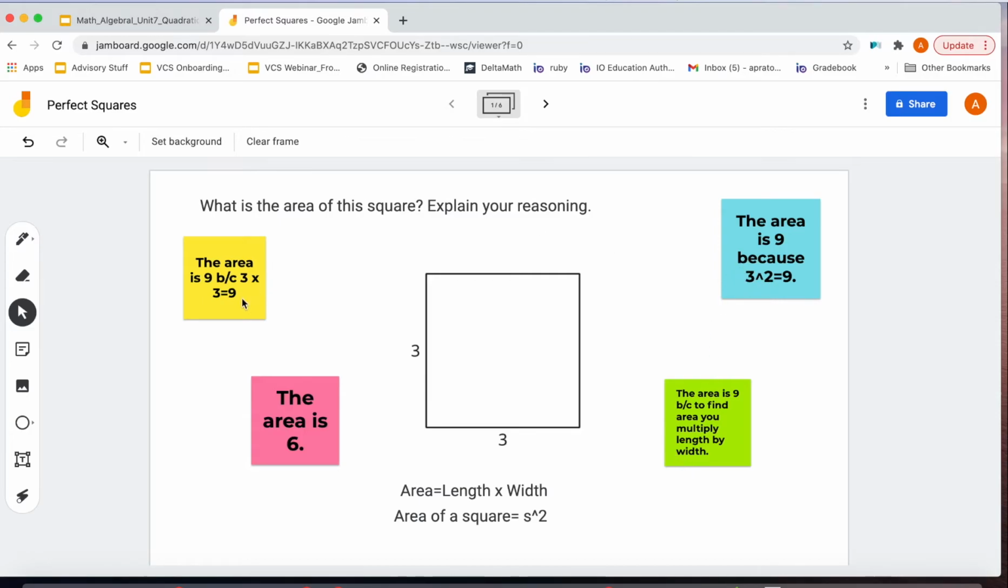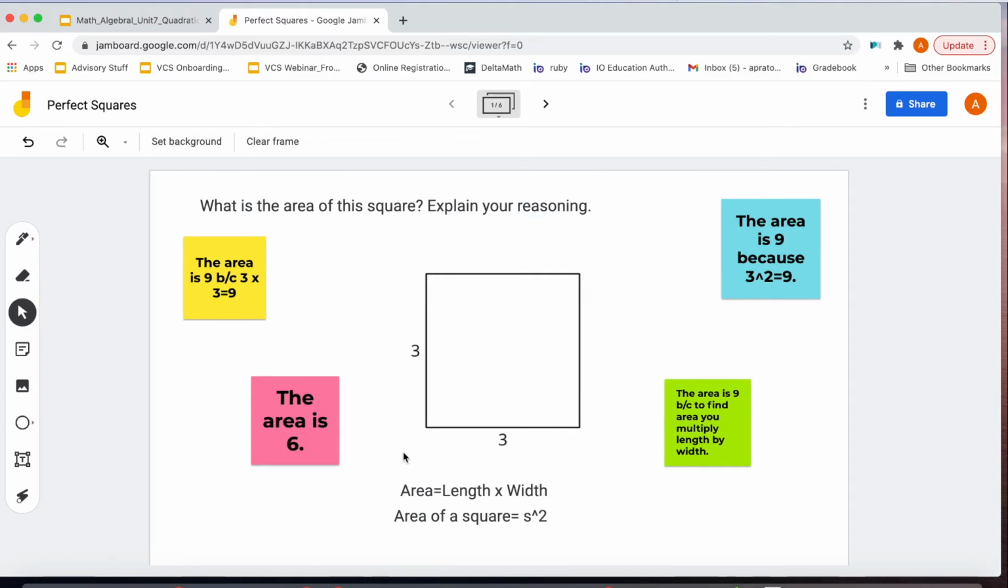Interesting. So 3 times 3 and 3 squared, two ways of writing the same thing. 3 to the second power represents 3 multiplied by itself 2 times. Why is it called squaring a number? Well, when we hear square a number, we're really thinking about multiplying the lengths of a square. That's why we call it squaring a number.